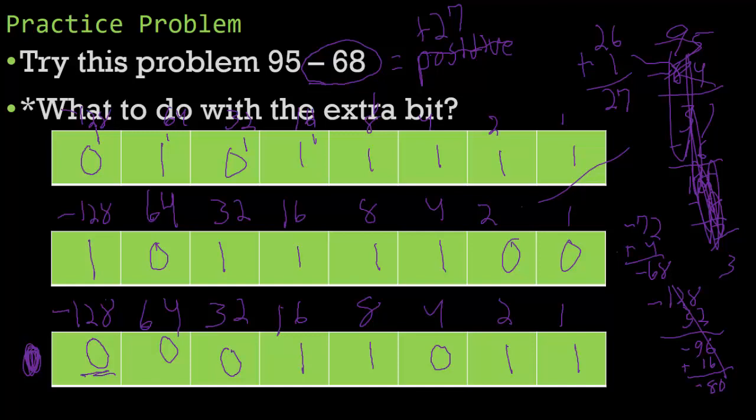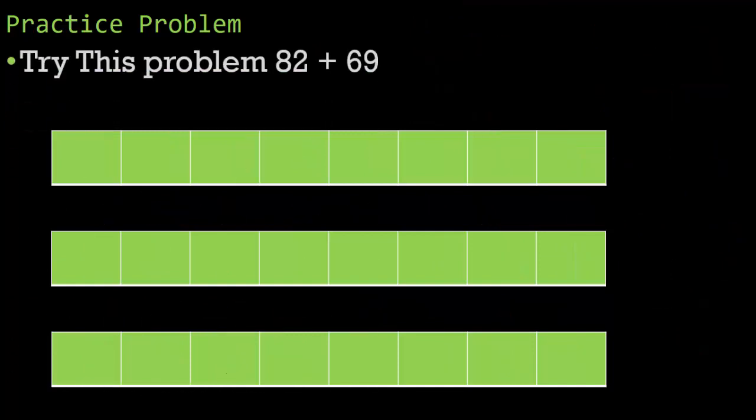We don't need it because we're working with 2's complement. Now, that's not always going to be the case. And let's take a look at an example where it's not always the case. So this time we're going to do 82 plus 69. I'm going to do the same thing I've been doing.